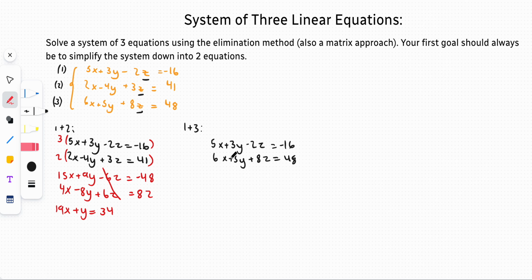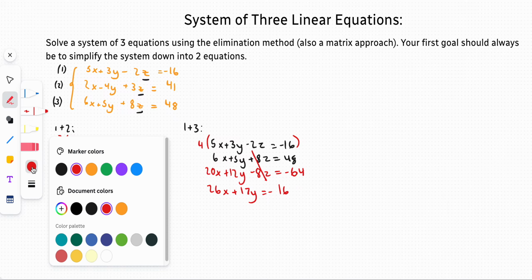Right, so again, we're going to look at the coefficients of the z variable that we're looking at, and we have 2 and 8. Least common multiple between those is actually going to be 8. So all we have to do is multiply this first equation by 4, and that's going to give us a negative 8z, which is going to cancel out with the positive 8z. So let's just distribute this 4 right here. Minus 8z is going to equal a negative 64 right here. So when we vertically add, this is going to become 0, and then we're going to get 26x plus 17y is going to equal a negative 16, right?